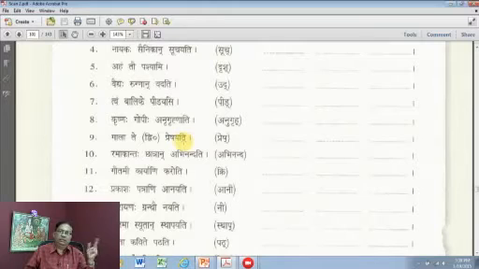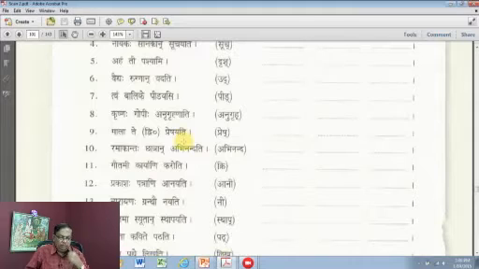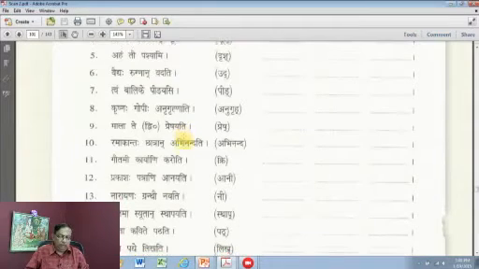Malaya te stands the same. Preshyate. So Malaya te preshyate. They are sent by Mala. They both are sent by Mala.